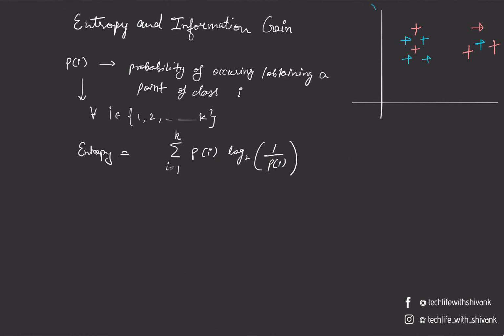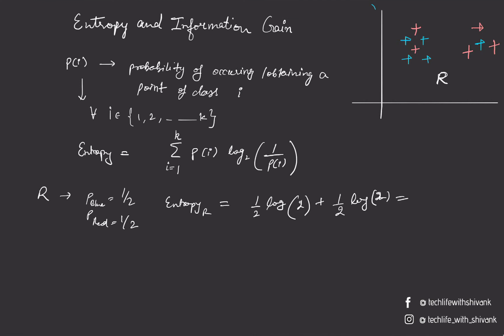So in this example here, let this region be R. In the region R, we have 5 blue dots and 5 red dots. So probability of blue is 1 by 2, probability of red is 1 by 2. Therefore entropy of set R, region R, is 1 by 2 log of 2 plus 1 by 2 log of 2. This is equal to 1 by 2 plus 1 by 2, which is equal to 1.